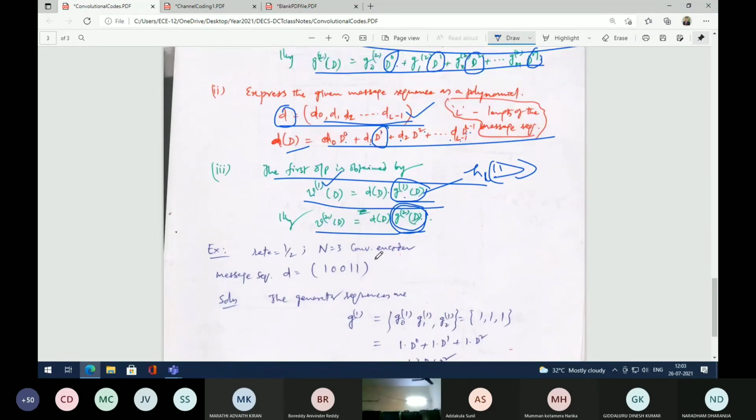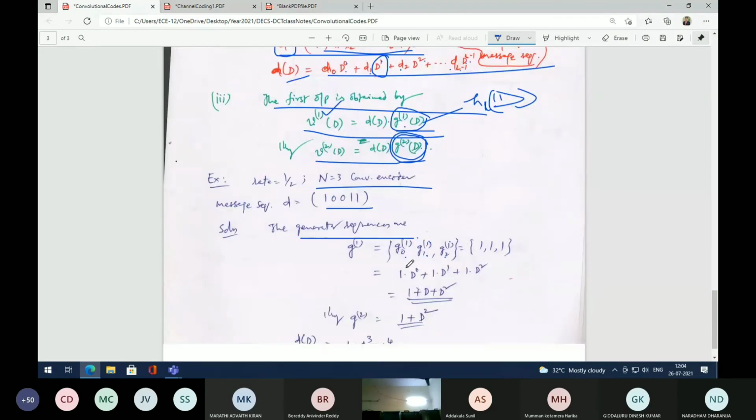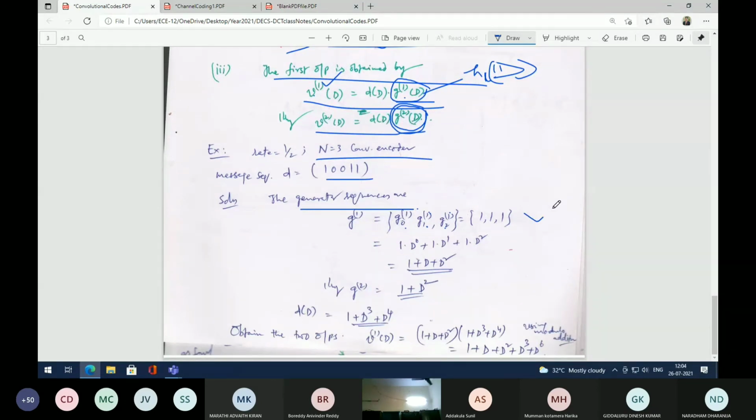Let us take an example. If this is my message bits 1 0 0 1 1, the constraint length capital L is equal to 3, half rate, and the generator polynomial for the first one is G0 1, G1 1, G2 1. This is given to you: 1 plus D square. Similarly, for the second one, it is given as 1 plus D square.